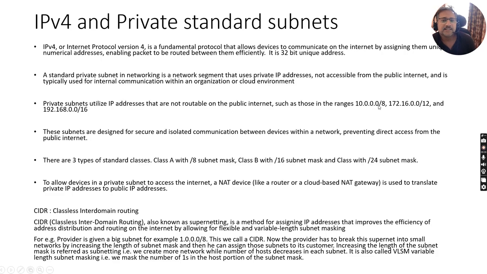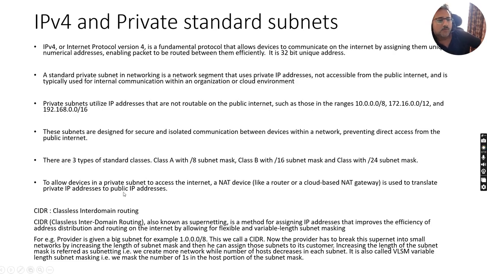These 3 ranges are called Class A, Class B and Class C. Apart from these, there are also Class D and Class E, which are used for multicasting, but we will discuss that in a different session. Other than these 3 ranges and the multicast addresses, the other IP addresses are real IP addresses, which can be used for hosting your web services, as they are routable over the internet. Class A is with an 8 subnet mask, Class B is with a 16 subnet mask, and Class C is with a 24 subnet mask. These are the 3 types of standard classes.